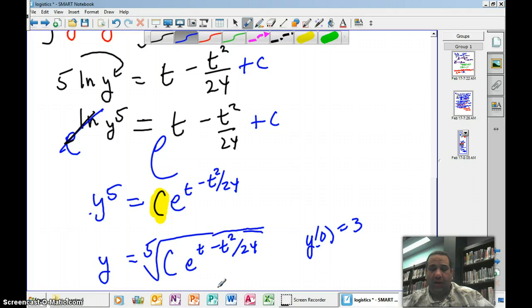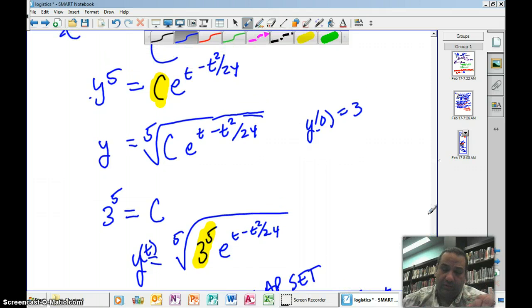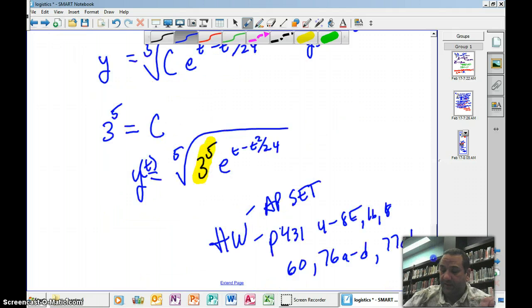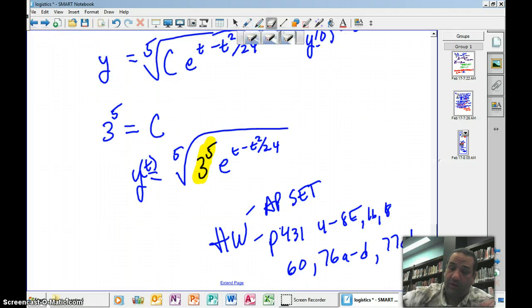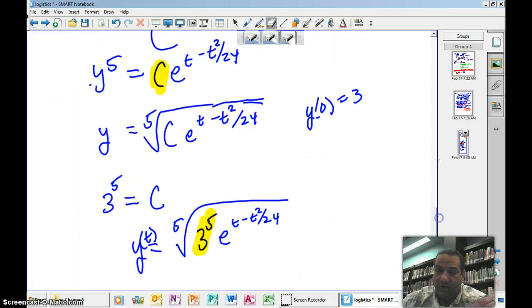All right? I know y of 0 equals 3, so what I'll do is solve for c to equal 3 to the 5th, okay? So when t is 0, check it out. 0, 0, 0, this is 3, so I have to solve this problem, all right? And that's what I get, 3 to the 5th. That's it. This is not even homework. I solved it for y equal.